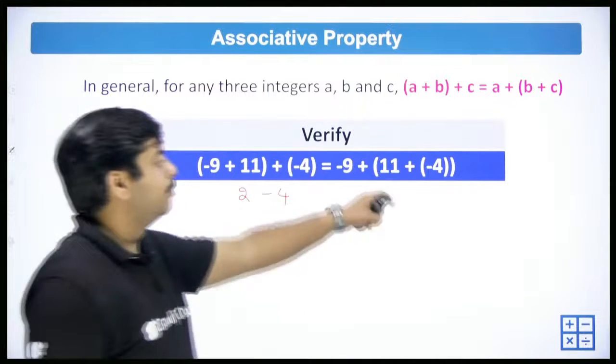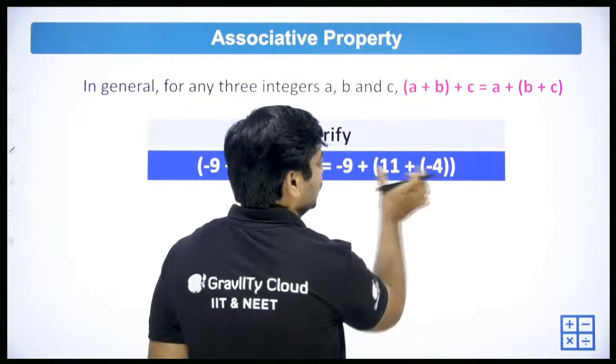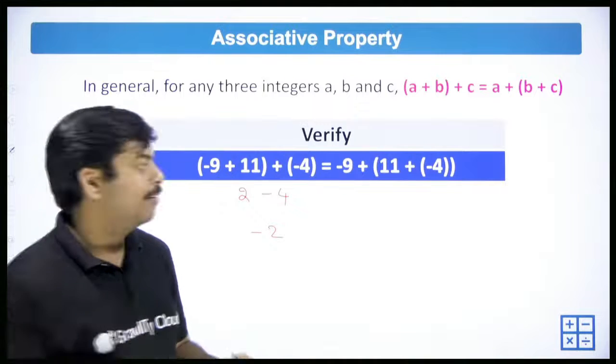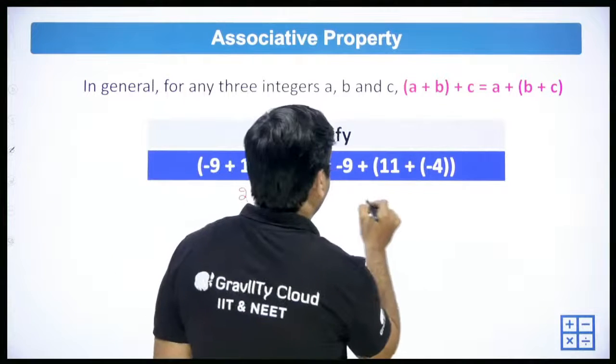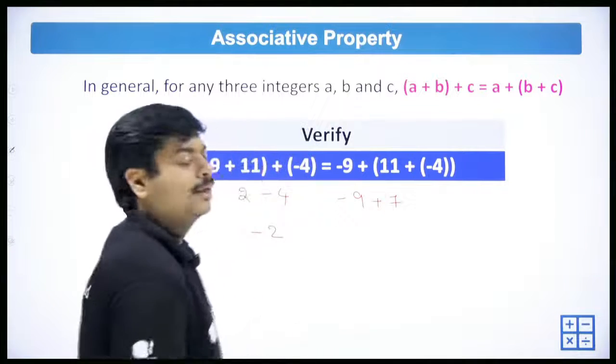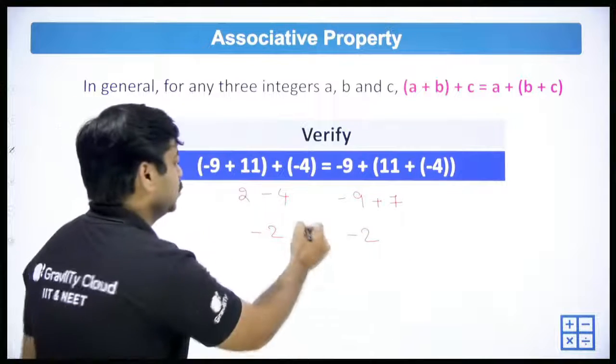Correct? What about the other one? First, how much is 11 minus 4? It is 7. So what we are getting is minus 9 plus 7. What is minus 9 plus 7? It is minus 2. So are these two the same? Yes, these two are equal.